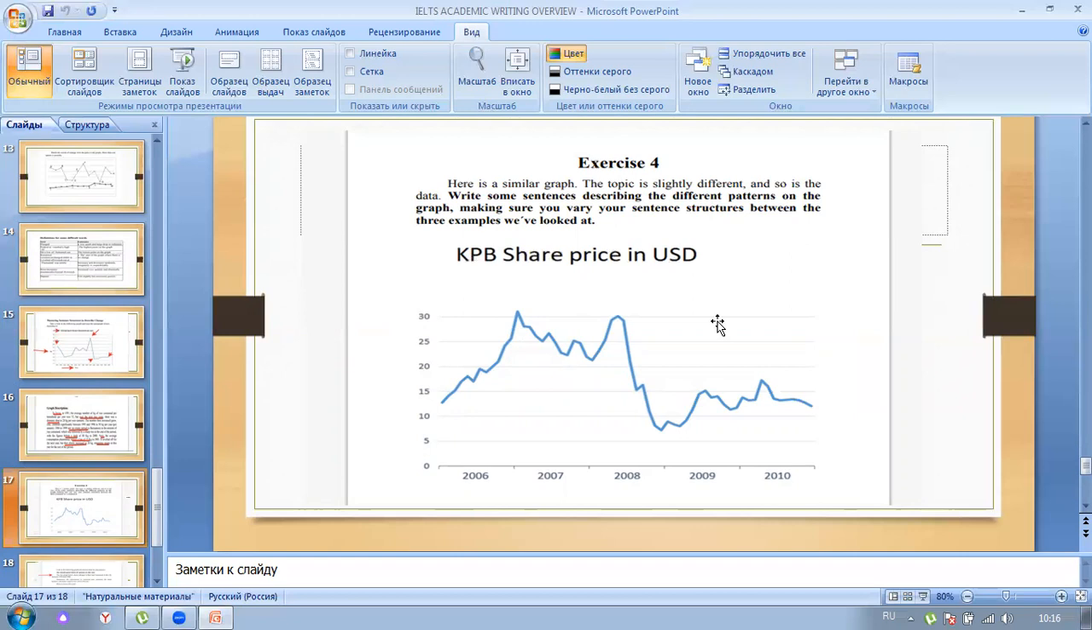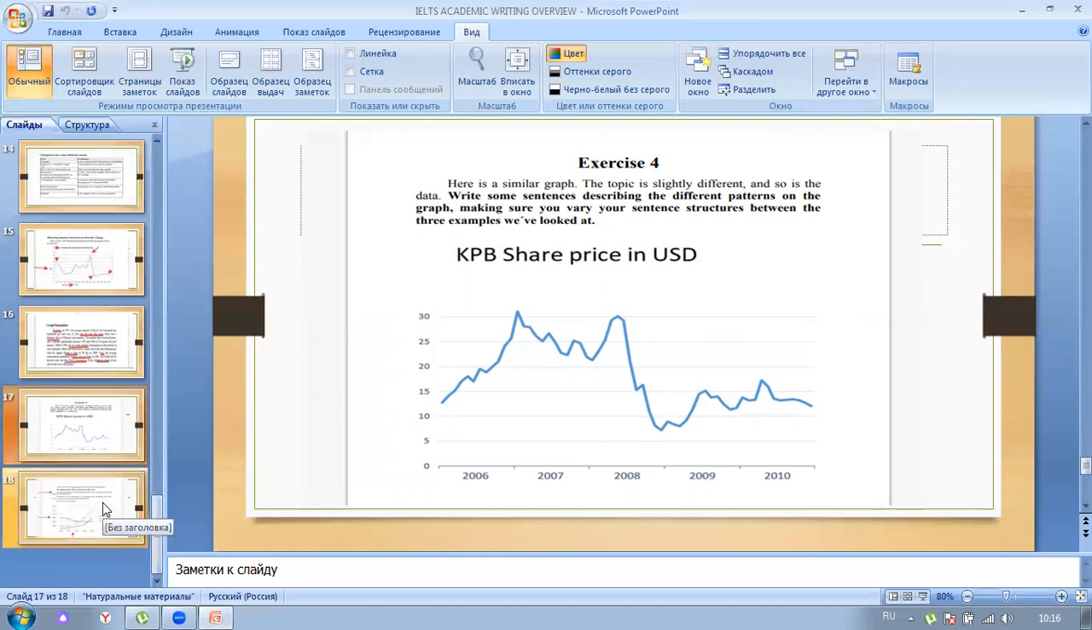So write some sentences describing the different patterns on the graph, making sure you vary your sentence structures. Between the 3 examples, look at this example, shu exampledan foydalanishingiz mumkin yoki boshqa so'zlardan, vocabularydan foydalanib o'zlaringiz yozasizlar. You're gonna send it to me, okay?